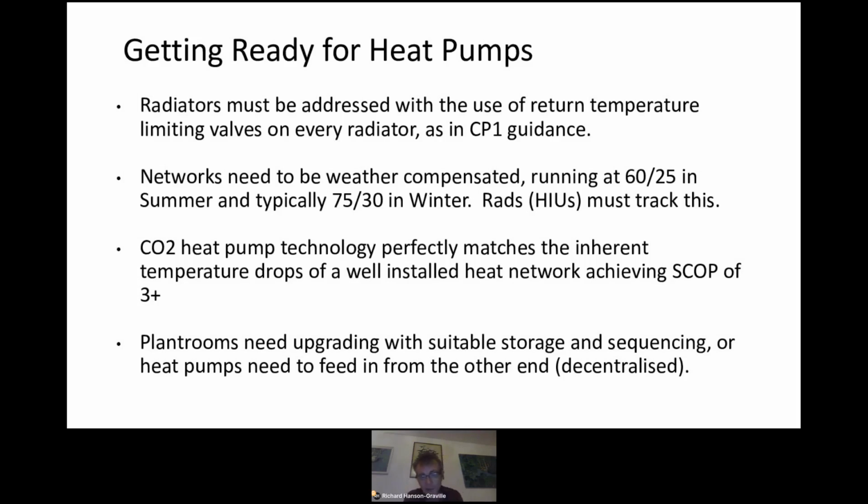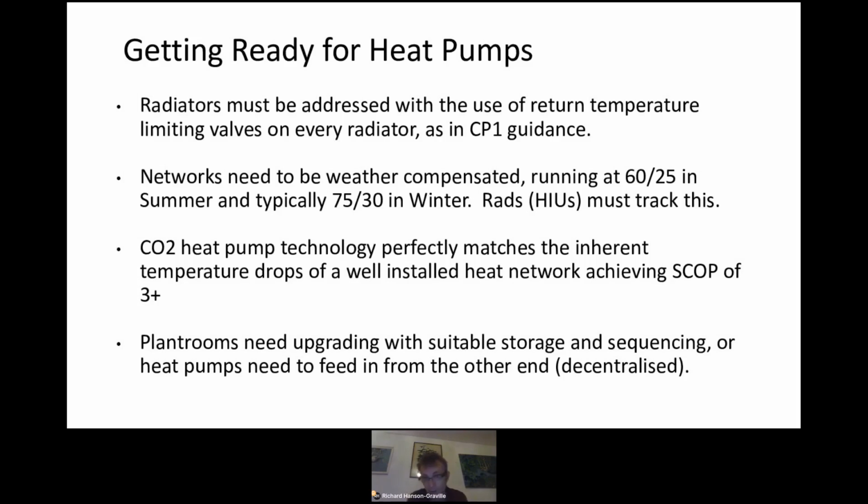For heat pumps to work, they run less efficiently at higher temperatures. Some refrigerants are less affected by that, but you need to weather compensate. So you run it hotter on the coldest day of the year than you do in midsummer, simple as. So you're running 60-25 in summer and 75-30 in winter.